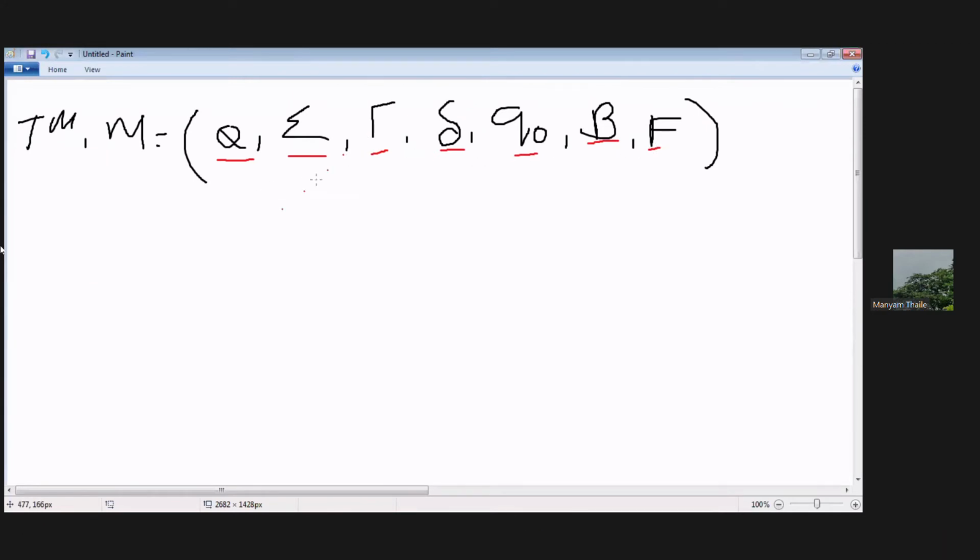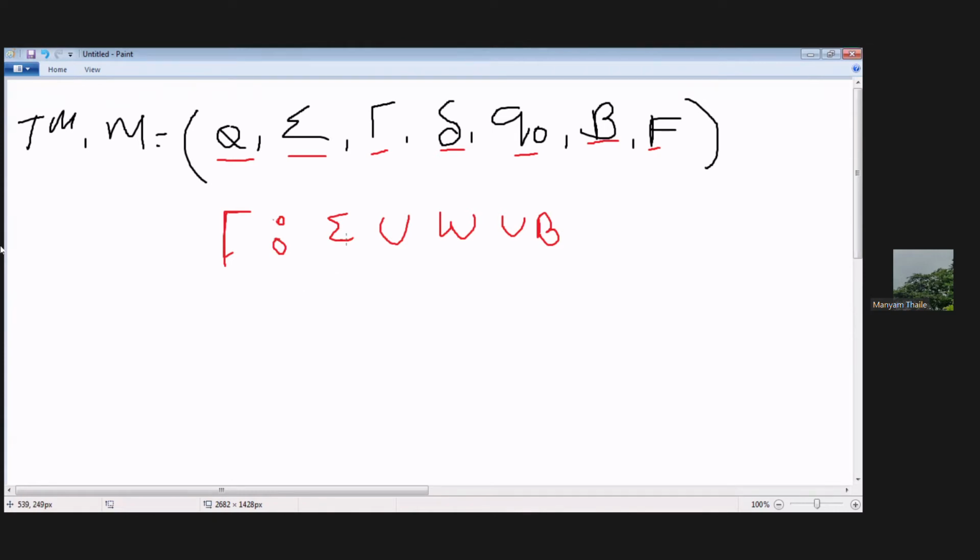Now we will see what tau is. Tau is nothing but the input alphabet union the symbols we are going to write, for example, write symbols, union the blank symbol. B is the blank symbol. This is tau.